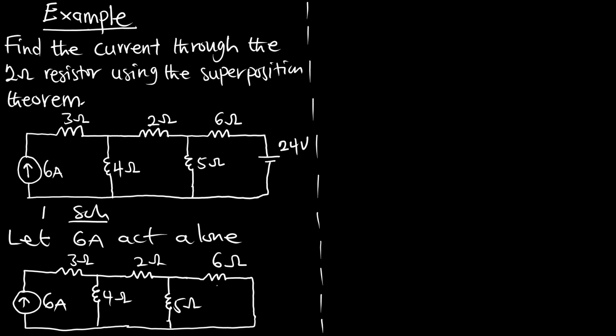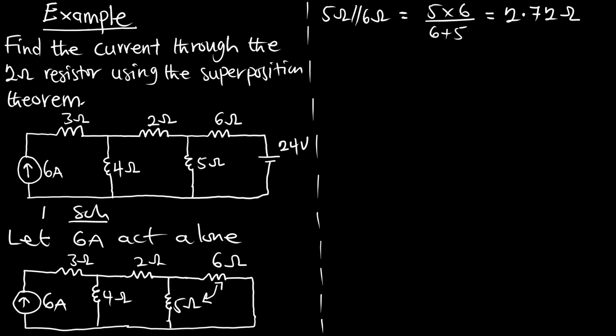First, let's combine the effect of these resistors, and they are parallel resistors. You can see that the 5 ohm resistor is parallel to the 6 ohm resistor, and that is going to give us a total resistance of 5 multiplied by 6 over 6 plus 5. The inverse rule will also work. So we are going to get 2.72 ohms. This is the effect of the 5 ohm and the 6 ohm.